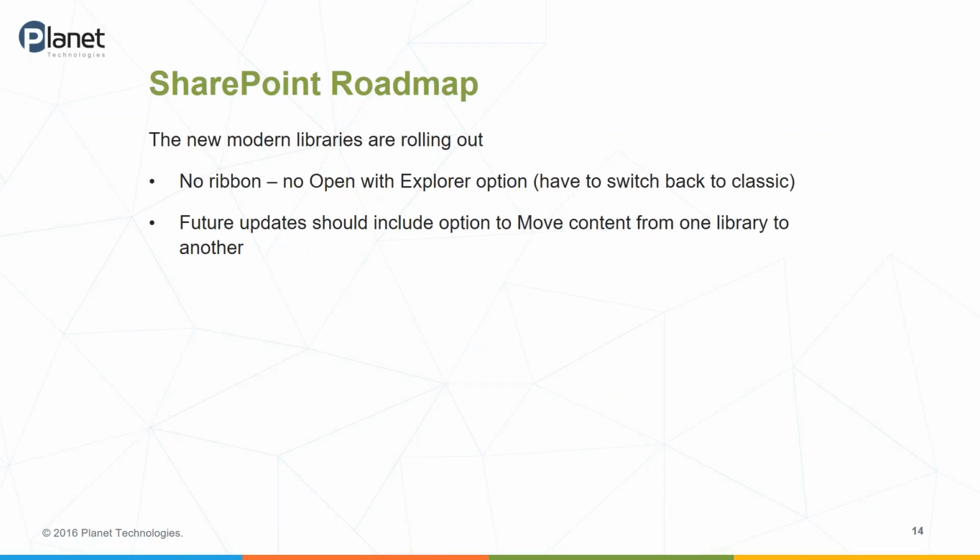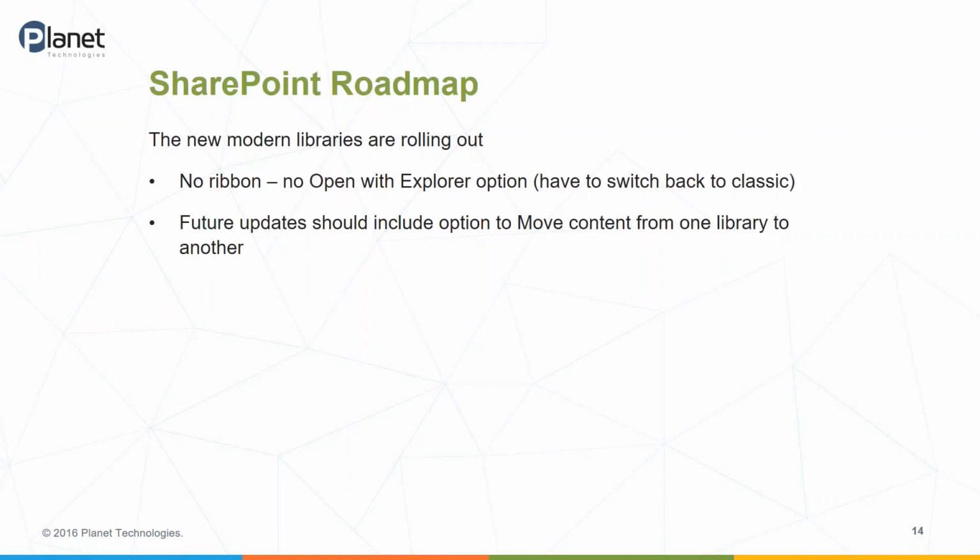So one of the things that you saw in my demos was the SharePoint Roadmap. So the new modern libraries are rolling out. They were pushed out several weeks ago after the May 4th Future of SharePoint announcement to first release candidates, but they're starting to roll out now to other tenants. You saw that there's no ribbon. So that Open with Explorer option is not readily available. Now you did see that it is available, but it's kind of hidden, and if you didn't know to look in that new menu, you would just have to switch back to Classic, and that may not be apparent to the average end user who's used to seeing that ribbon and looking for it.